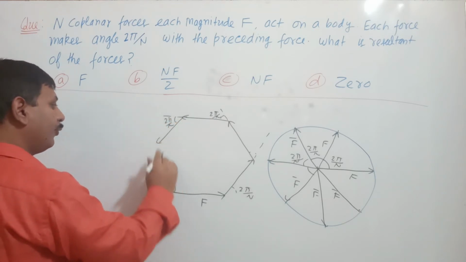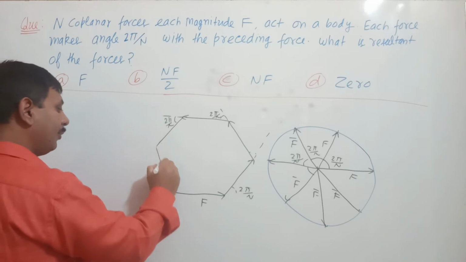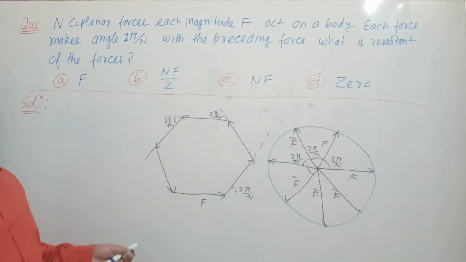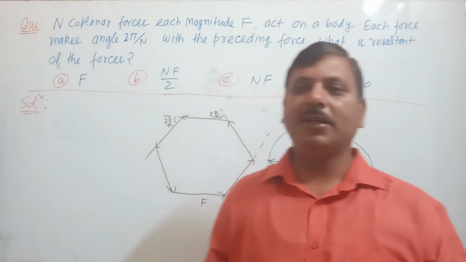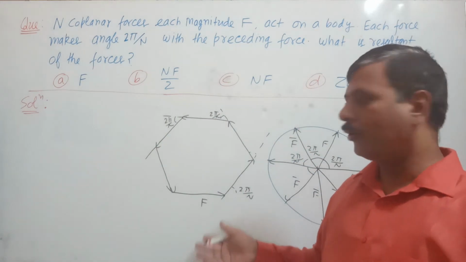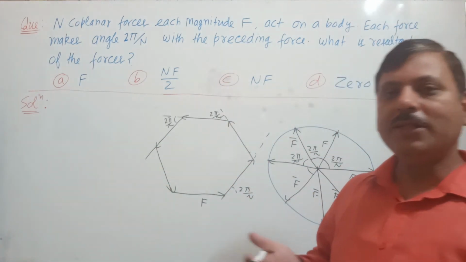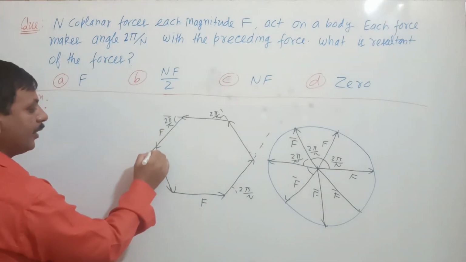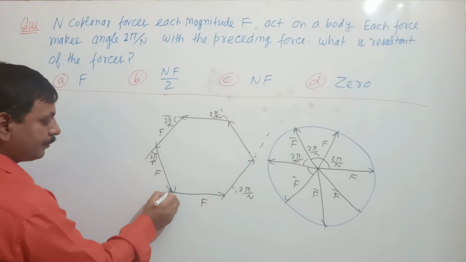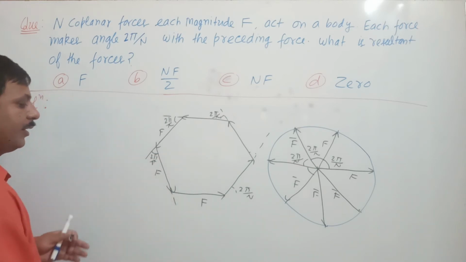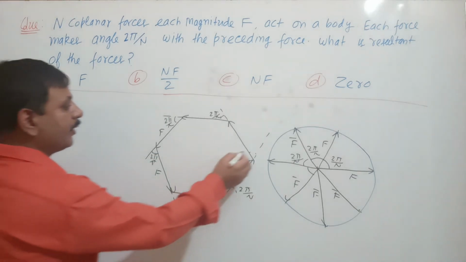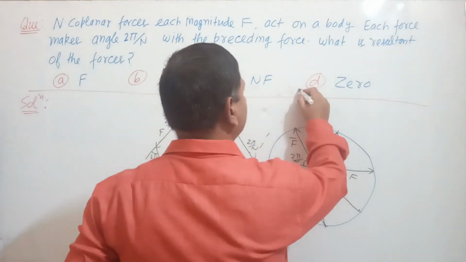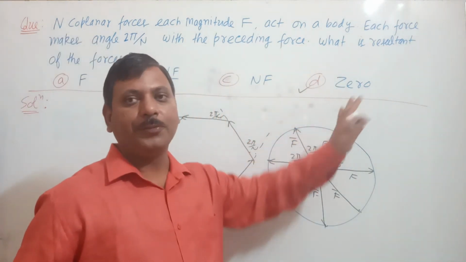If they are forming a closed polygon, what happens? What will be the resultant? This resultant will be 0. If n vectors are forming a closed polygon, then what will be the resultant? The resultant will be 0. So see here by the figure also we can see what the resultant will be. The resultant of these forces will be how much? 0. So what is the resultant? The resultant is 0. That's why option D.